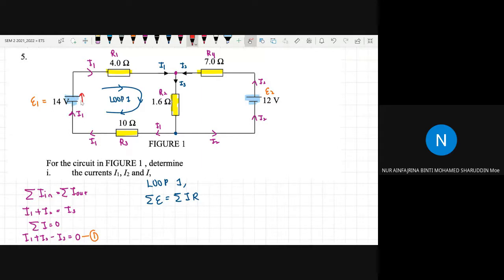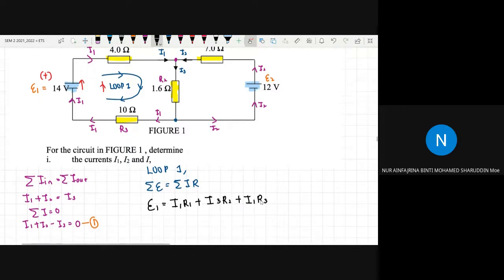So, cuba tengok. Awak punya direction of EMF ke atas. So, dekat sini, direction of loop awak pun ke atas. Jadi, EMF awak positif ke negatif? Positif. Very good. So, dekat sini, dia akan jadi EMF 1 equals to current. Current apa yang lalu resistor 1? Current 1. So current apa yang lalu resistor 2? Current 3. Very good. Current apa yang lalu resistor 3? 1. Very good.